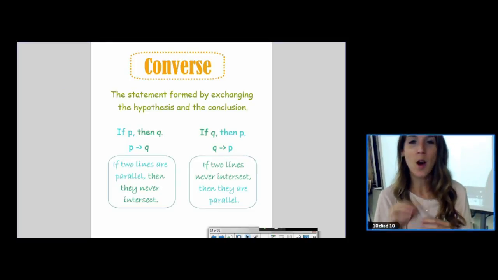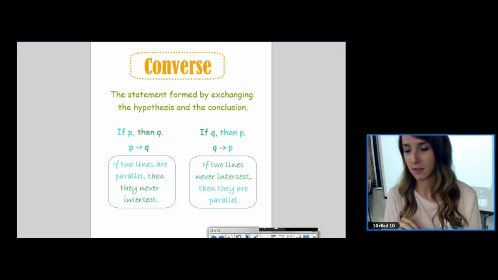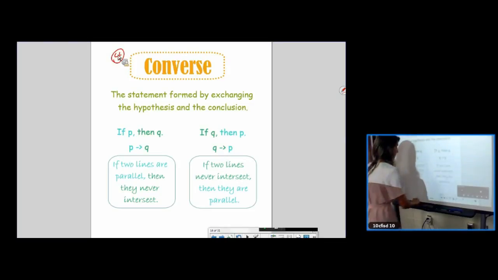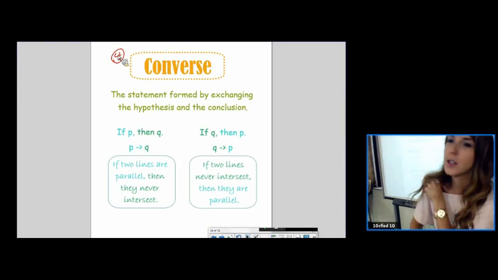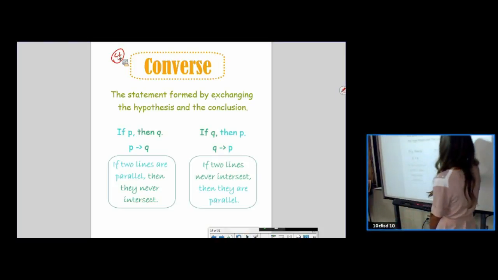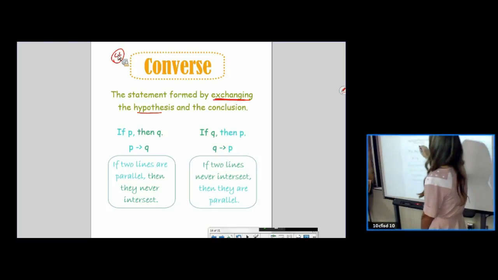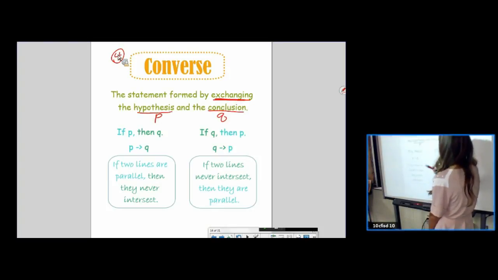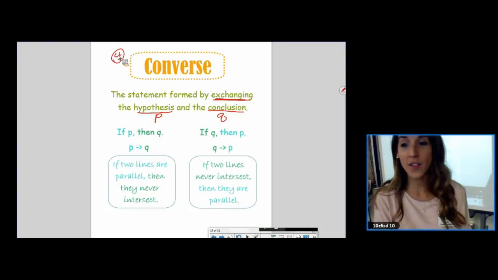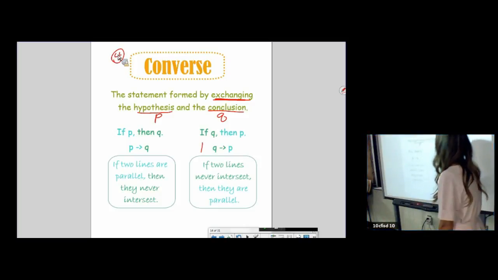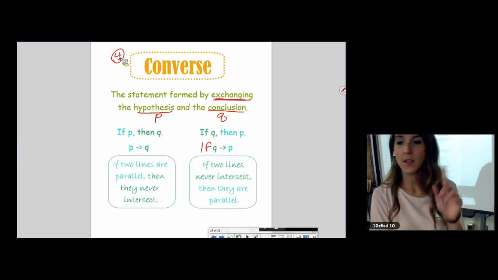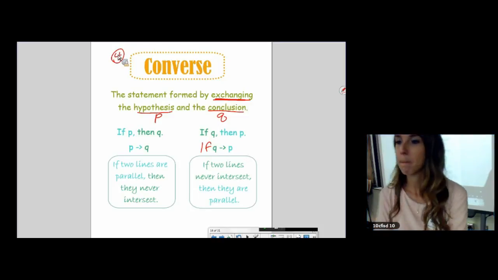Okay, number 3 is called converse. I want you to write it down. Converse. Sorry, number 4. Number 4 is called converse. Write it down. Converse. What's a converse? The statement formed by exchanging the hypothesis and the conclusion. So the original is if P, then Q. The converse is if Q, then P. You can write that down in the notation. If Q, arrow, P. That's converse.